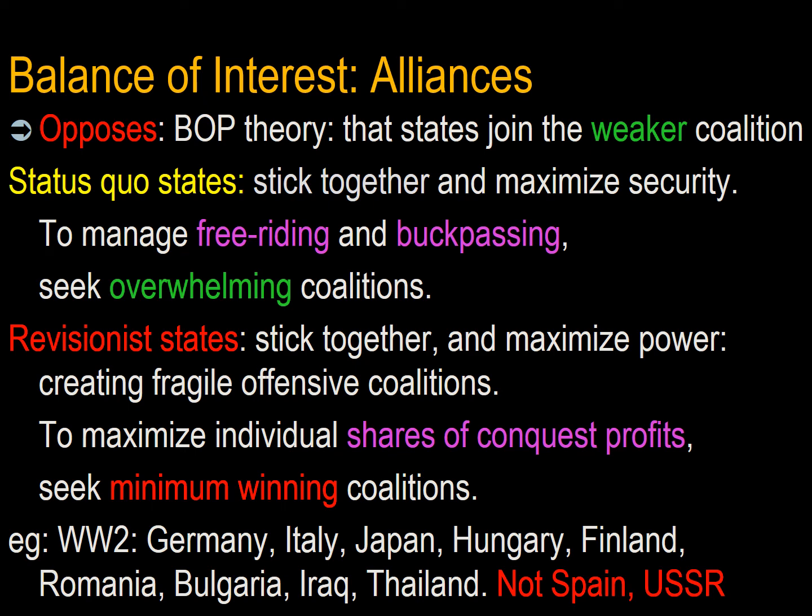You had Germany, Italy, Japan, Hungary, Finland, Romania, Bulgaria, Iraq, and Thailand. That's the Axis. That's a very small coalition because the Germans and the Japanese wanted the minimum winning coalition because they wanted to maximize their gains. Allies that were excluded from the coalition were Spain and the USSR. They could have been included to make a bigger coalition.